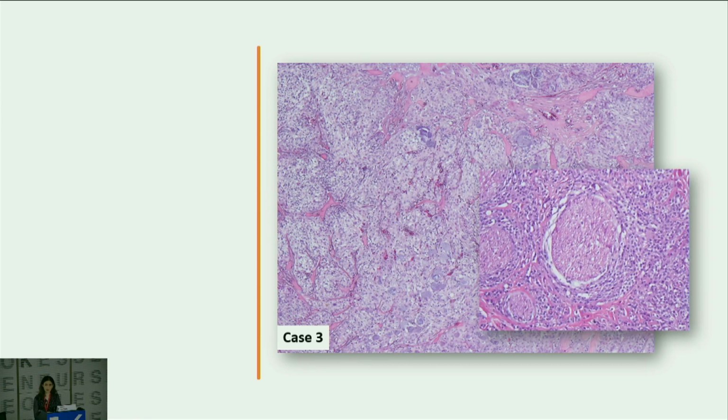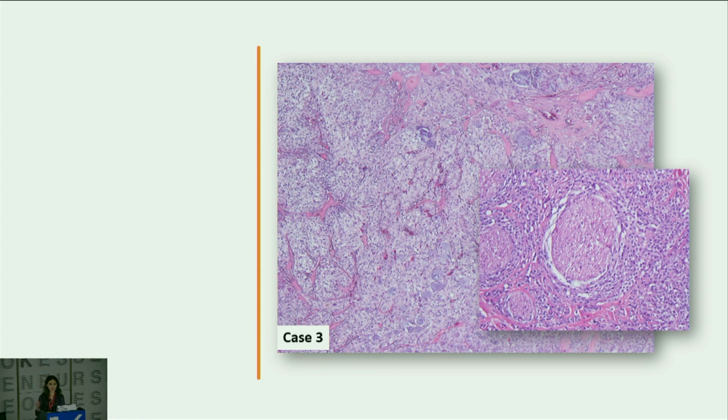So how do we grade this tumor? Who says low grade? Who says high grade? High grade? Who says intermediate? Intermediate. So you can see there are differences. It actually depends on which grading system you use.